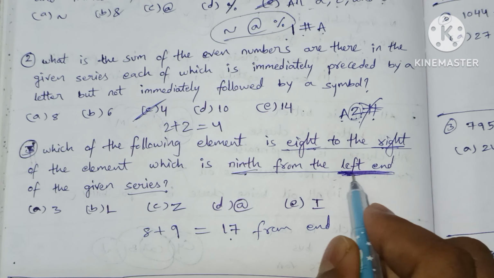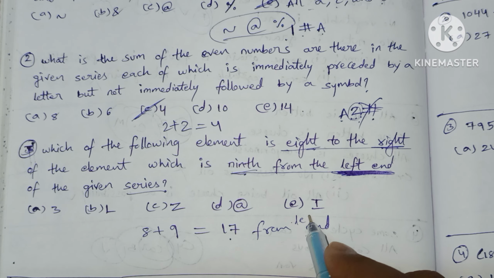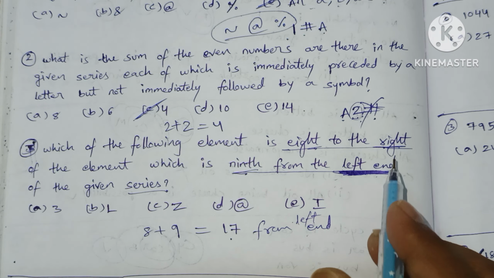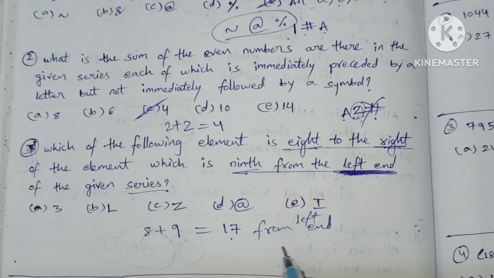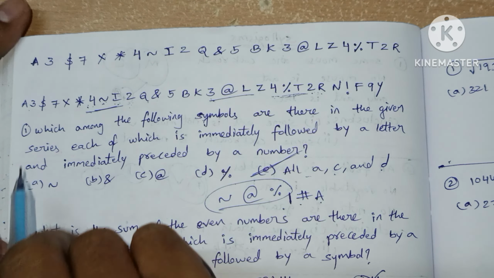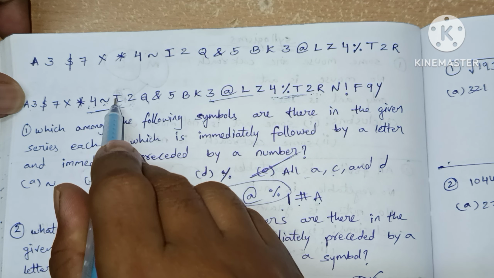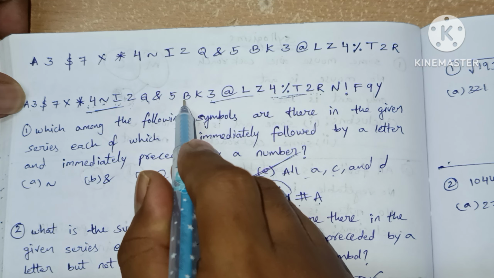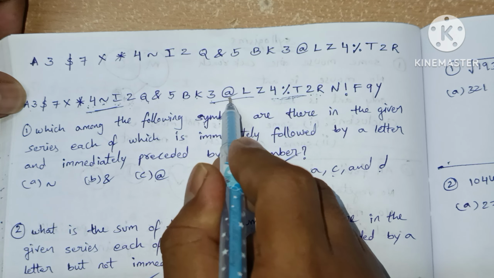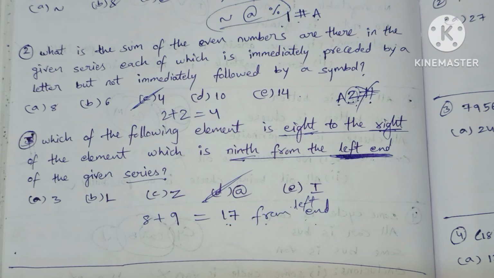We see the end topic here. We count from the left end, not the first one. So 17th from the left end. Let's count in the series: 1 2 3 4 5 6 7 8 9 10 11 12 13 14 15 16 17. That is our answer. So option D is the answer.